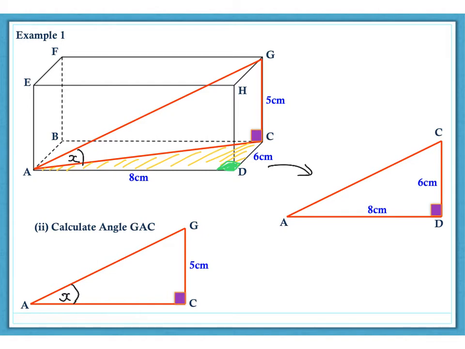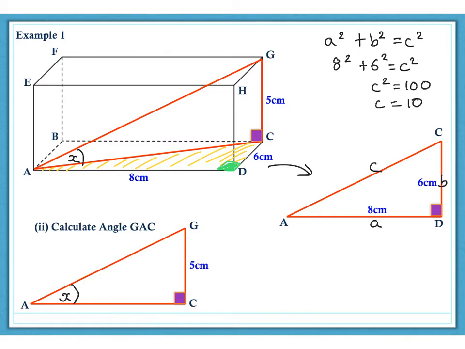Let's work out this measurement AC, which is the hypotenuse. So I'll call that A, I'll call this B, and of course C is our hypotenuse. So up here we'll do the calculation. Let's write out Pythagoras' theorem. We have 2 sides, no angle, so this is going to involve Pythagoras. A squared plus B squared equals C squared. 8 squared plus 6 squared equals C squared. So C squared works out to be 100, and C equals 10.